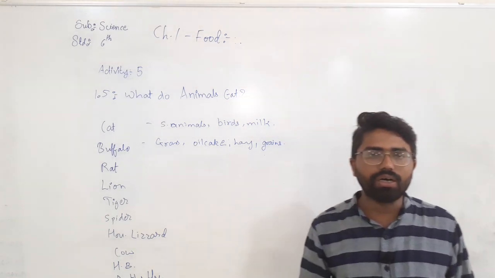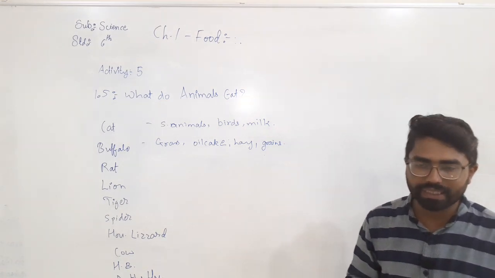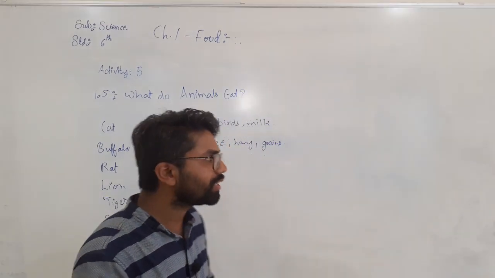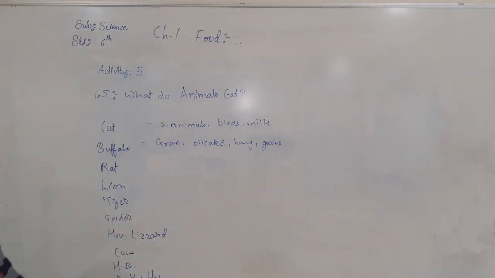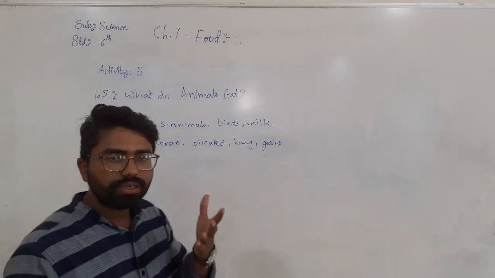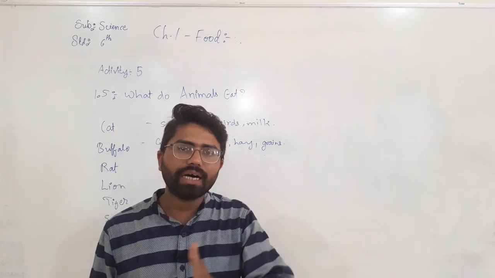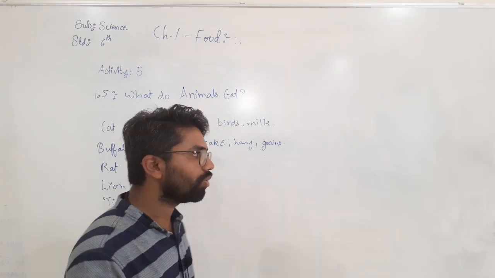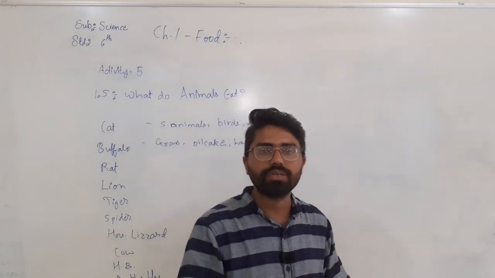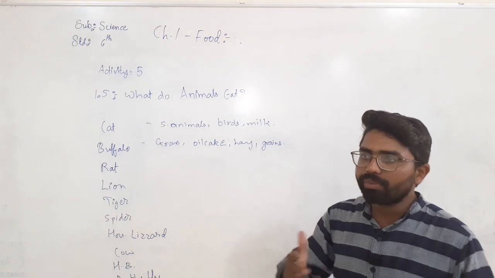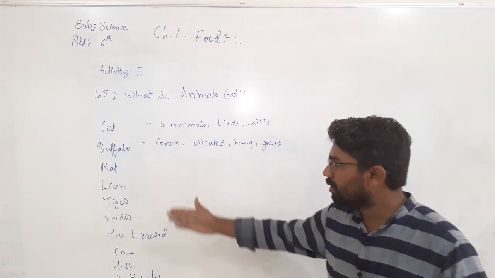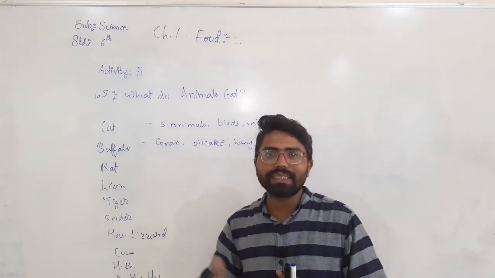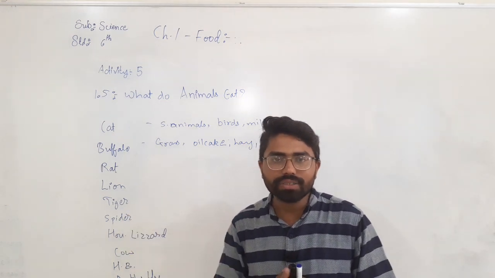Then comes the 3 types of animals in activity number 7. They are carnivorous, herbivorous and omnivorous, okay. The animals which eat both, meaning flesh and veg also, are considered omnivorous. Now the animals which eat only flesh, like lion and tiger, okay, they eat only flesh, so you can consider them carnivorous animals, okay.